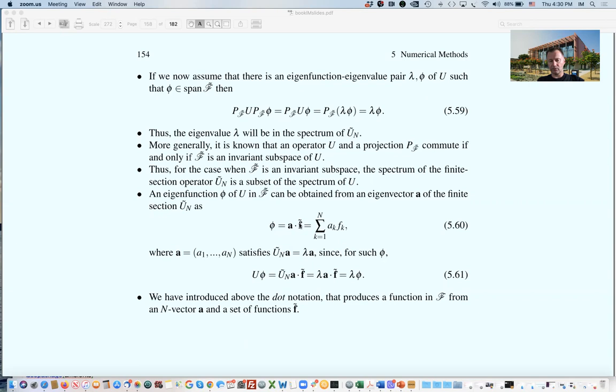with the members of the library f tilde. So f tilde is the library of functions that consists of components f1 to fn. Of course, if the finite section is really associated with a finite dimensional and invariant subspace, then this would be exact. If we could find A exactly and we knew F tilde is everywhere, then this would be exact. But in general, this would be an approximation, and we'll talk about how accurate these approximations are and in which sense a little bit further down the line.